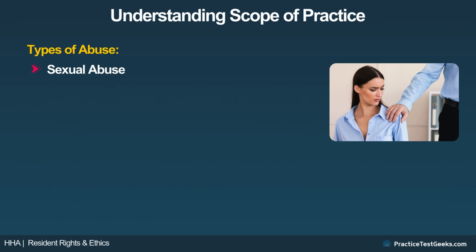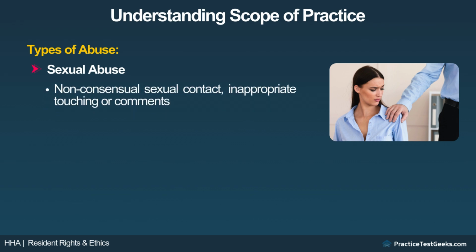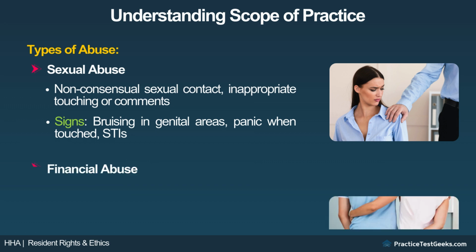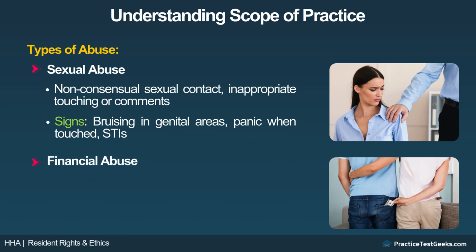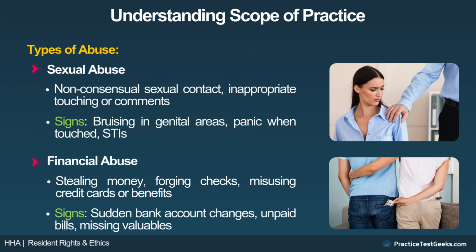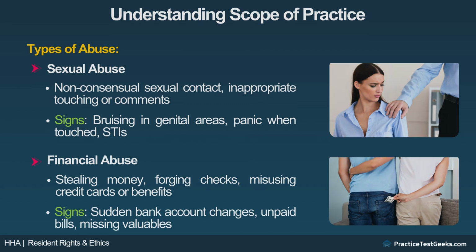Sexual abuse: non-consensual sexual contact, inappropriate touching or comments. Signs: bruising in genital areas, panic when touched, STIs. Financial abuse: stealing money, forging checks, misusing credit cards or benefits. Signs: sudden bank account changes, unpaid bills, missing valuables.